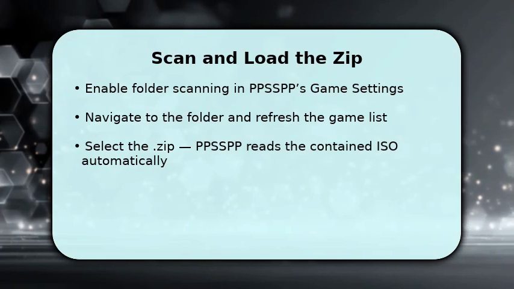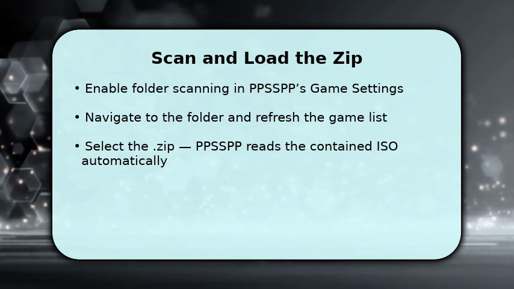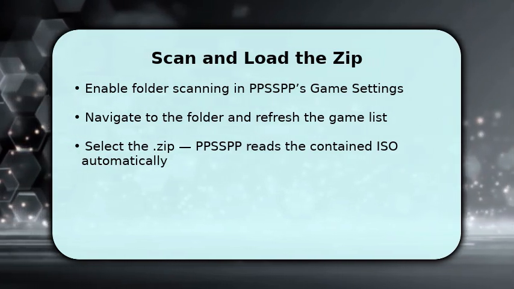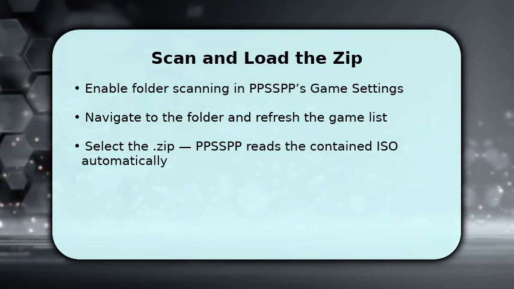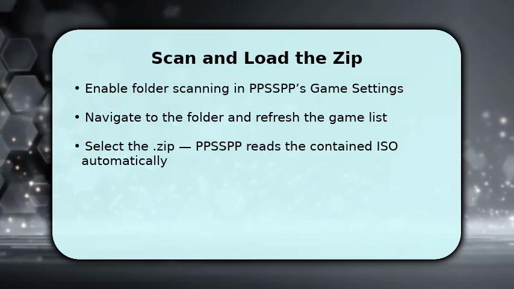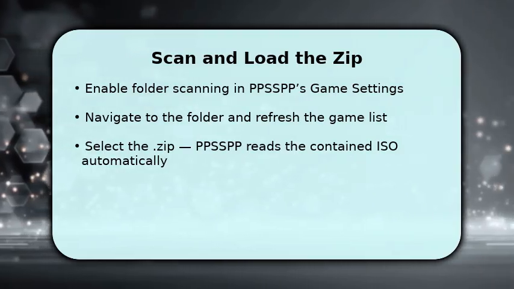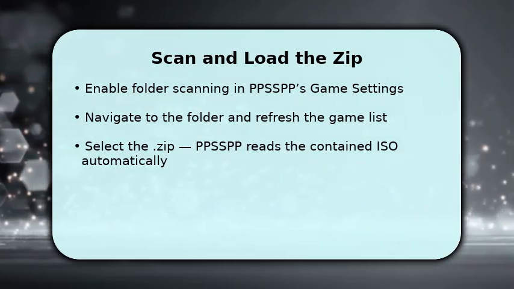Now you'll let PPSSPP discover the zipped game. From the main screen, choose the directory where you placed the zip and tap refresh or scan. You'll see the game title appear if the zip structure is correct. PPSSPP reads the archive without extraction, which saves space.